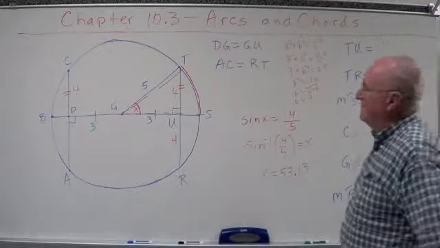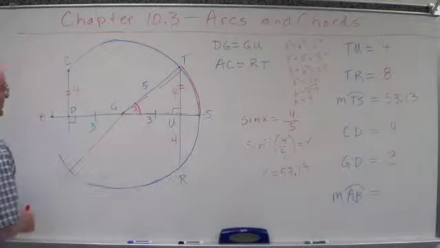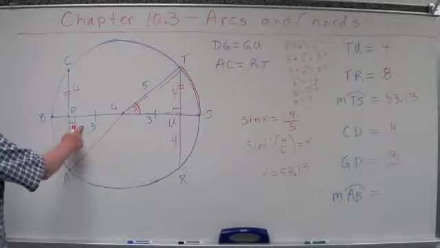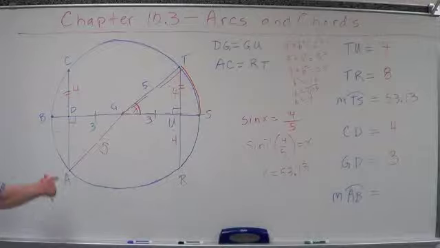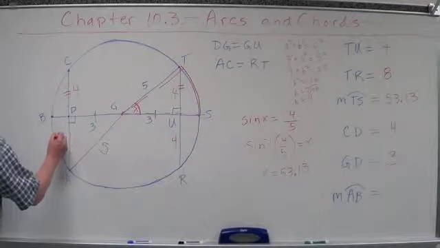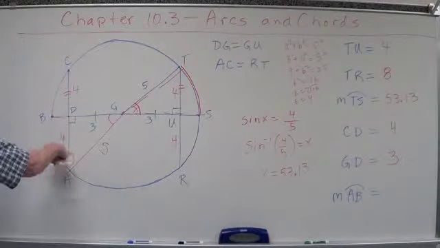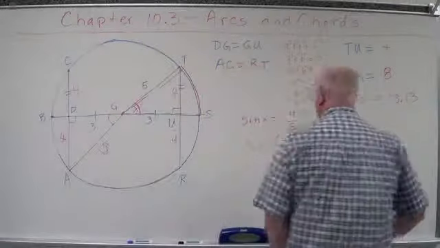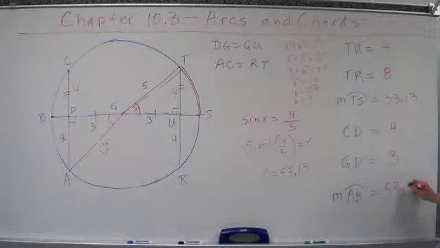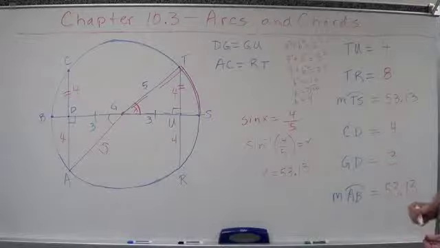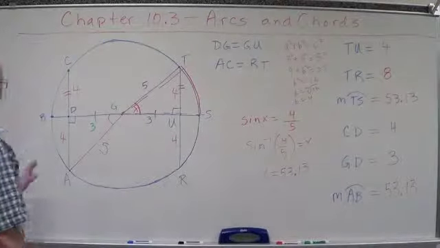And what's arc AB? Arc AB is this. What do we know about the radius? The radius has to be 5. What's this going to be? A 3. This is going to be 4. This angle is going to equal that angle. So what's this arc here? That arc is going to be the measure of its central angle. Its central angle is 53.13.